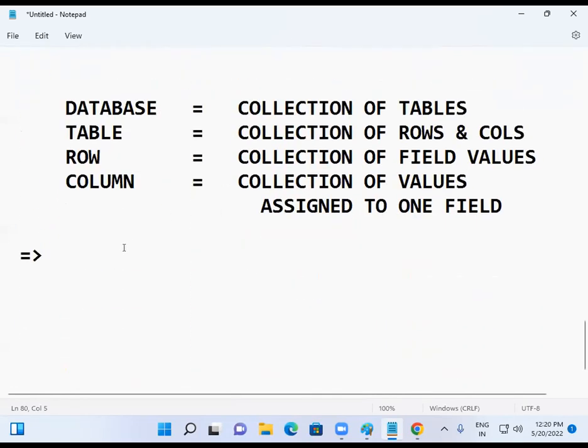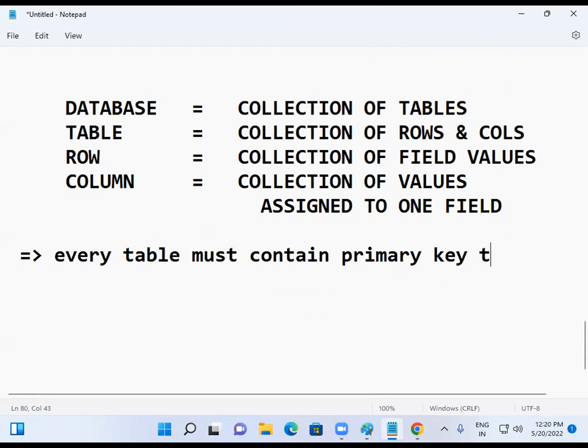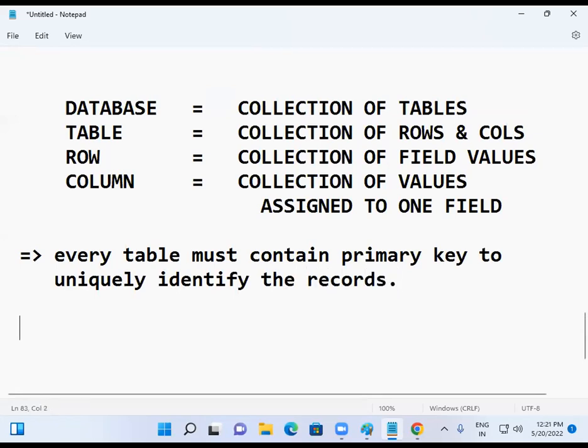Next, what Codd said is that every table must contain a primary key. Every table must contain a primary key to uniquely identify the records. According to Codd, every table must contain a primary key to uniquely identify the records.